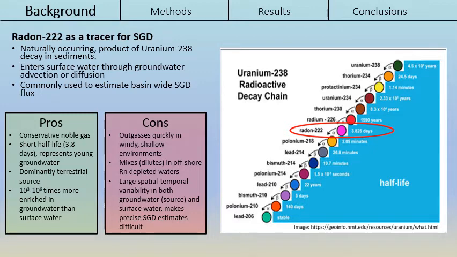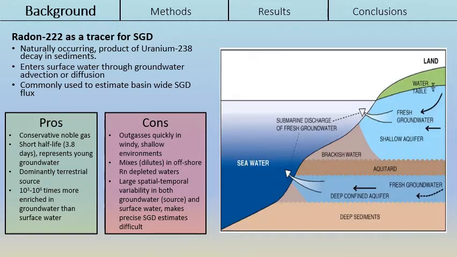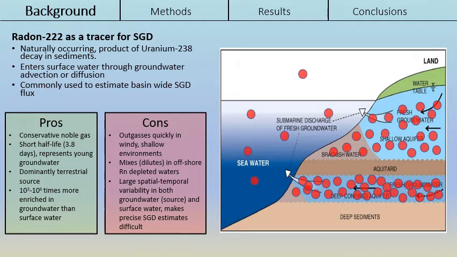It outgasses really quickly, though, so this makes it difficult. In a windy, shallow environment especially, it will dissipate to the atmosphere rather quickly, within a matter of hours. It also mixes with offshore waters. It's spatially and temporally variable in groundwater and surface water, so finding the end member, finding the source concentration, can be really difficult.